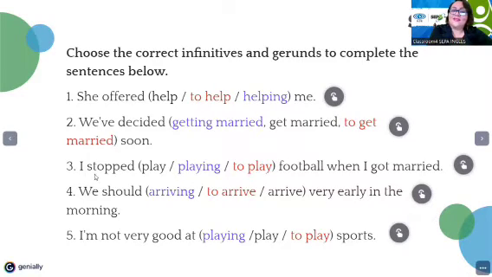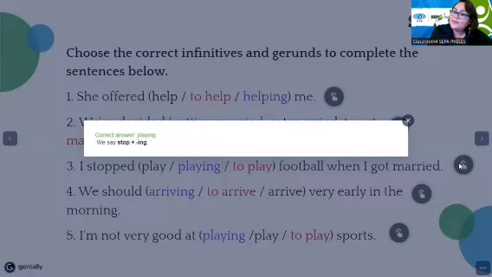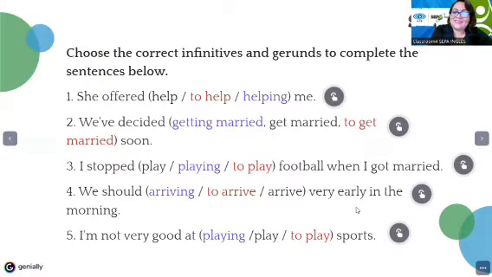Number three: I stopped playing, to play football when I got married. It's possible to say I stopped playing, and it's possible to say I stopped to play football when I got married. What do you think is the correct answer? Stop plus ing, of course, definitely. We say stop plus ing. How many right answers do you have? I hope you have everything okay.